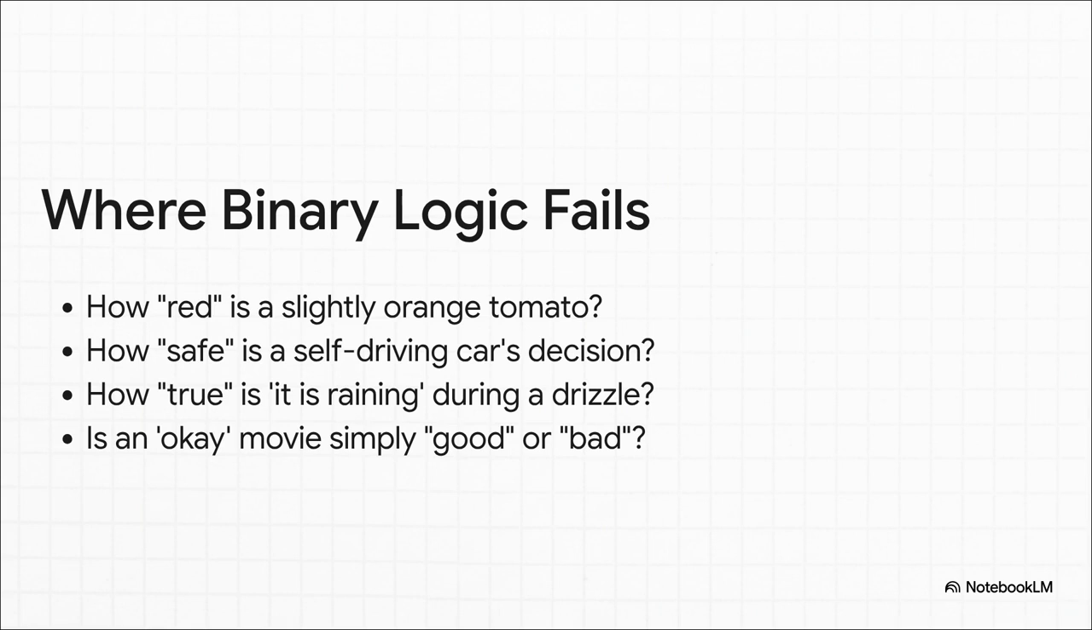And once you start thinking this way, you see the failures of that old binary logic everywhere. Is a slightly orange tomato just not red, or is it mostly red? Is a self-driving car's decision simply safe or unsafe? Or are there degrees of risk? Our world is just packed with these gray areas, and a simple true or false system just can't compute.